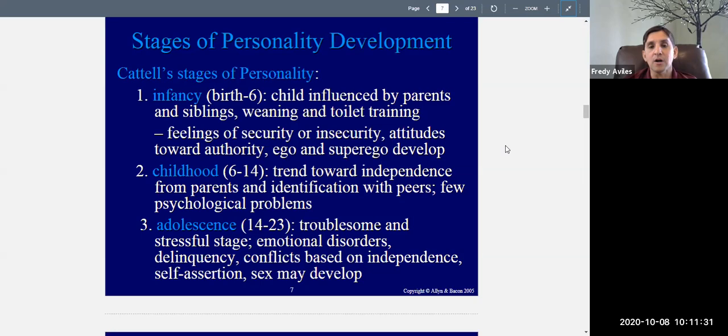Remember when you were 21, 22, 23, what did you want to do, right? You wanted to hang out with your friends. You wanted to party, right? You wanted to have a good time. You're still acting like an adolescent. Cattell called that adolescence. You're basically still not really an adult. You're not acting like one at that age.